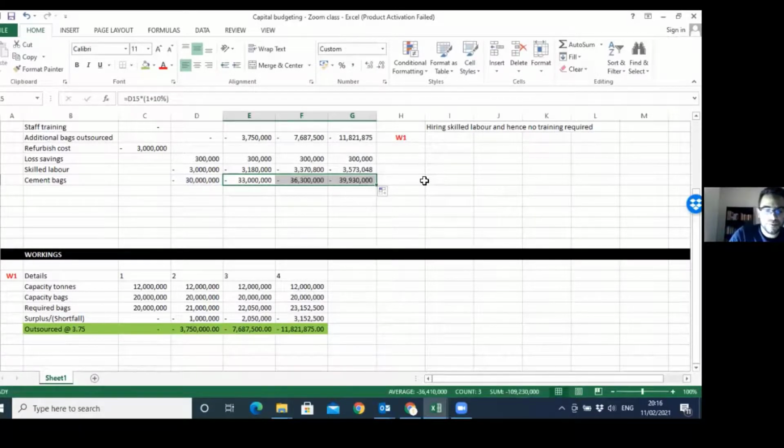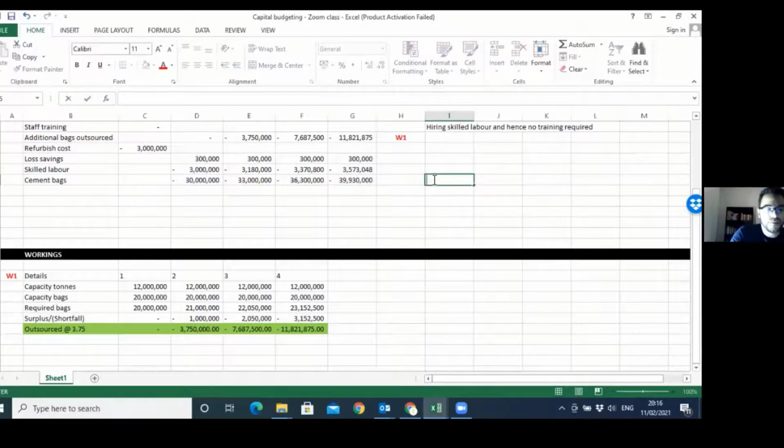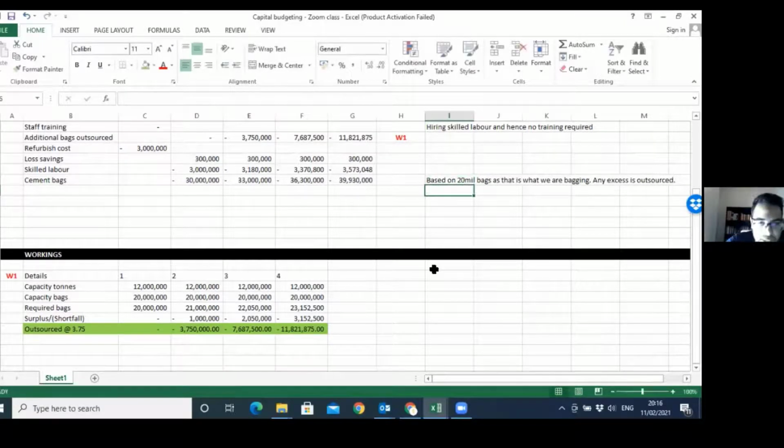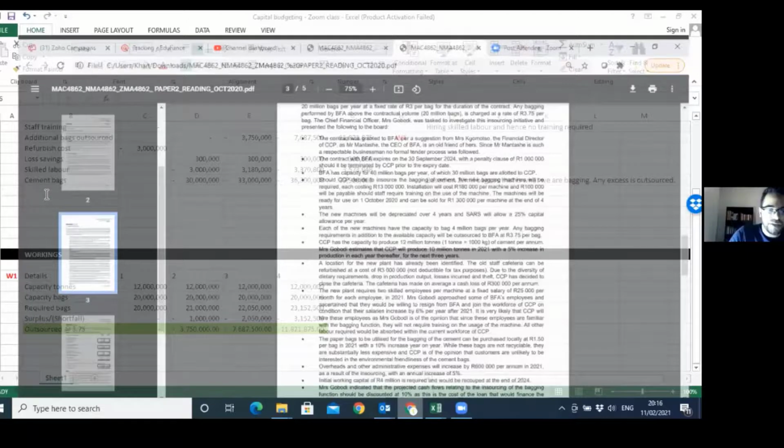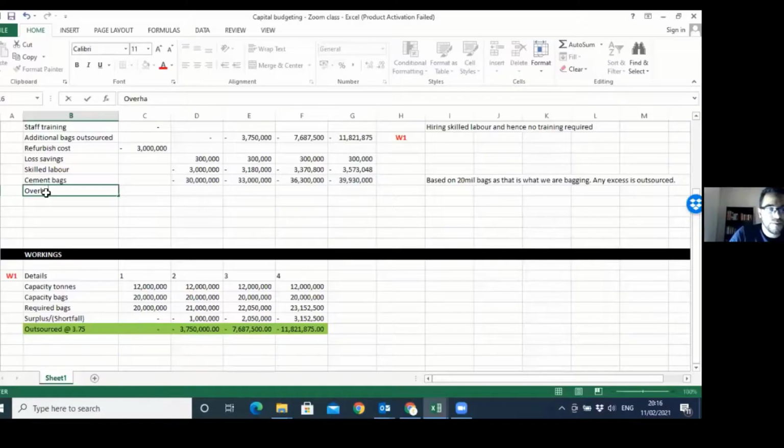So remember, it's based on 20 million bags, as that is what we are bagging. Any excess is outsourced. Okay, so just be aware of that, please. Next, overheads. Here we're going to have overheads, which was in year 1, 600,000. Thereafter, increases by 5%, if I remember correctly. I'll check now, but I think it's 5%.